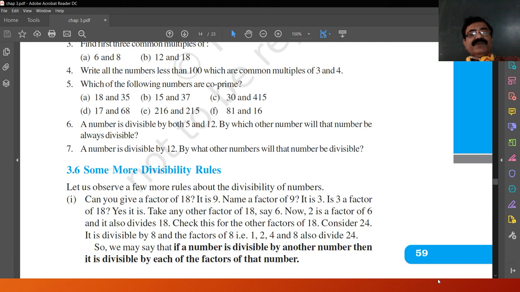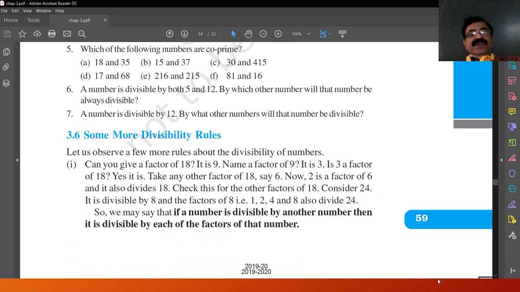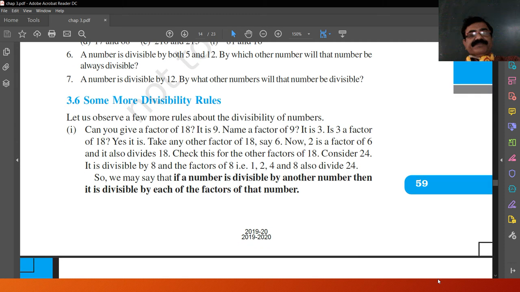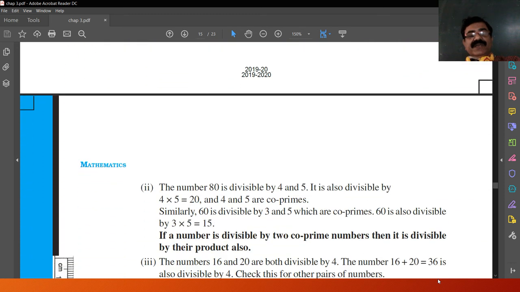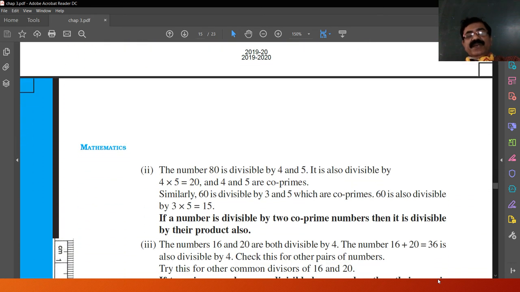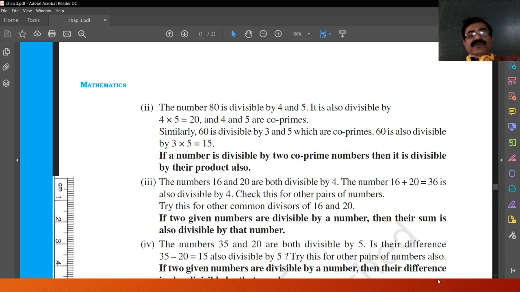Some more divisibility rules: if a number is divisible by two co-prime numbers, then it is divisible by their product also. So students, it is very clear that if a number is divisible by two co-prime numbers, then it must be divisible by their product also.